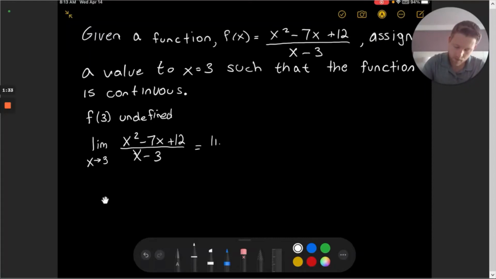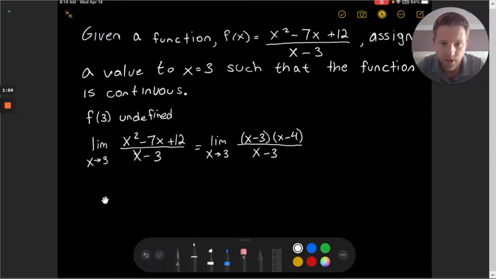We have the limit as x goes to 3. The numerator we can factor here as x minus 3 and x minus 4. That will give us a proper factoring of the numerator. And again, we have an x minus 3 factor in the denominator. We'll notice that as we work through this limit, those x minus 3 factors can cancel, and we'll be left with the limit as x goes to 3 of just x minus 4.